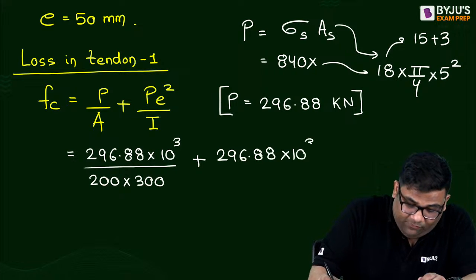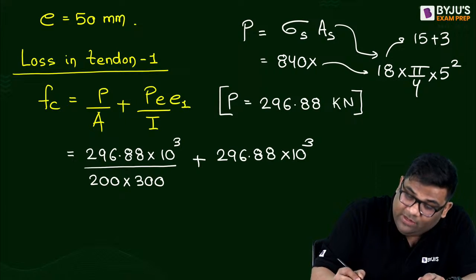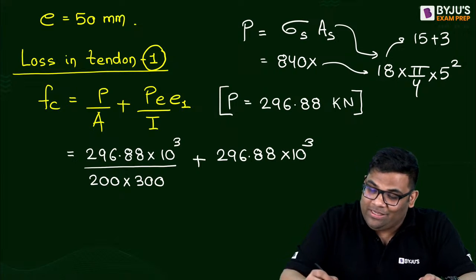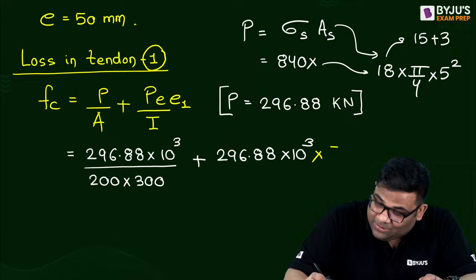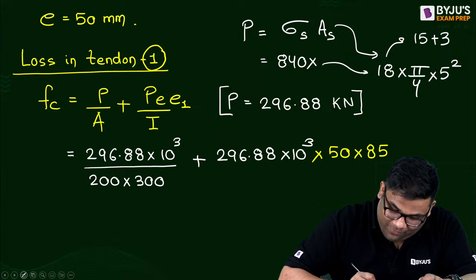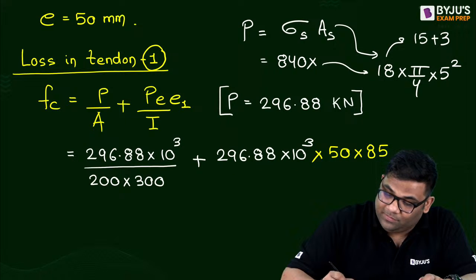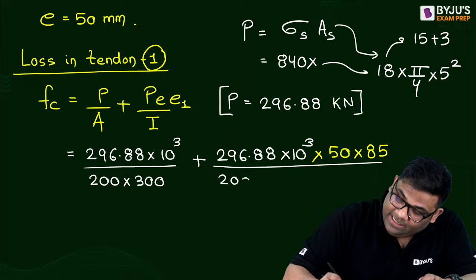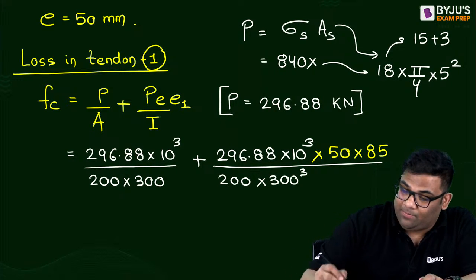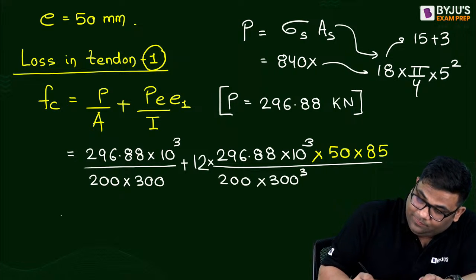But no, we have written the formula wrong. It should not be E square. It will be E into E1 now, because tendon 1. So E is 50 and E1 is 85, divided by I. I is a rectangle, so BD cube upon 12. So this 12 will come up here, right? So tell me what is the FC you are getting here?